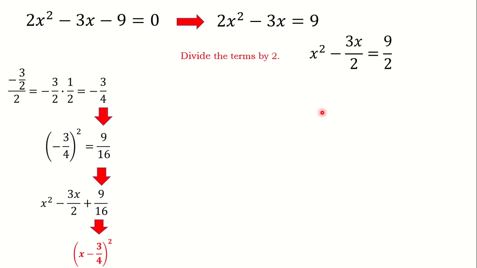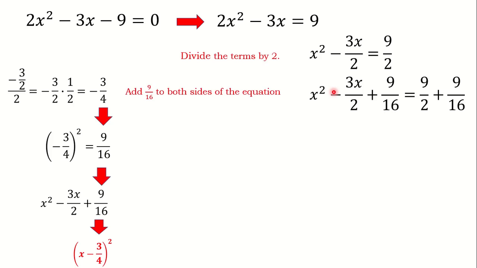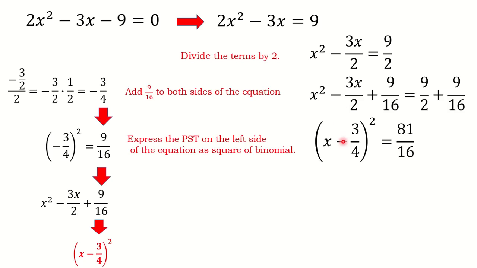So alam na natin. So after dividing the terms by 2 and getting the perfect square trinomials, add na natin si 9 over 16 to both sides of the equation. So x squared minus 3x over 2 plus 9 over 16 equals 9 over 2 plus 9 over 16. And then, gawin natin itong square of binomial. And that is x minus 3 over 4 squared.